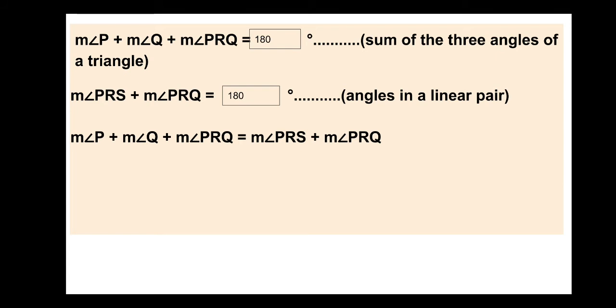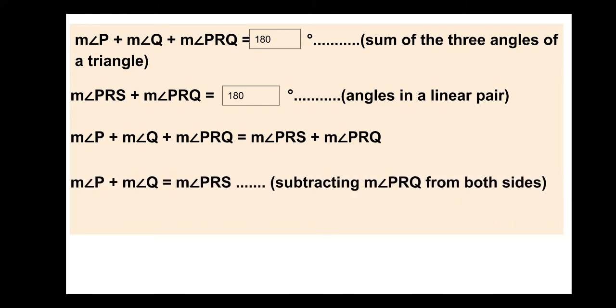So we are writing it: measure angle P plus measure angle Q plus measure angle PRQ equals measure angle PRS plus measure angle PRQ. As PRQ is there on both sides, it gets subtracted. Therefore, measure angle P plus measure angle Q equals measure angle PRS.